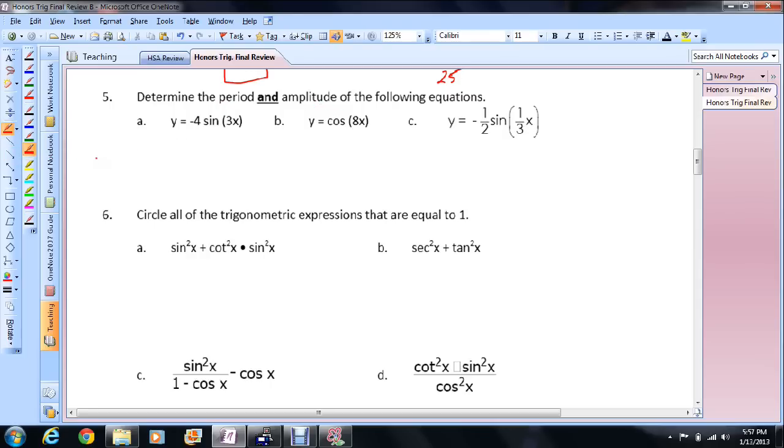Okay, in order to figure out what the period is, I'll put a little note over here to the side. The period is always just 2 pi divided by b. The amplitude is always your a value. And I'm using b and a here, so you might be asking yourself, well, where's b? A and b are part of this equation.